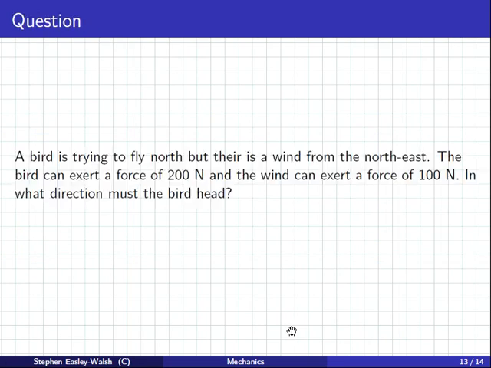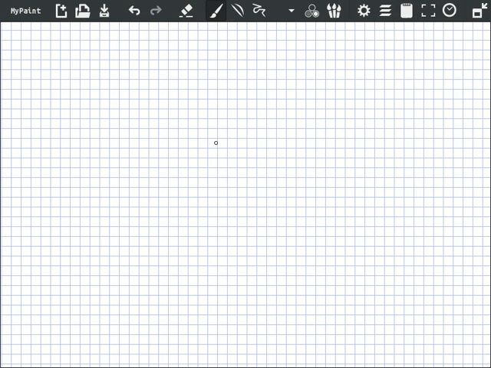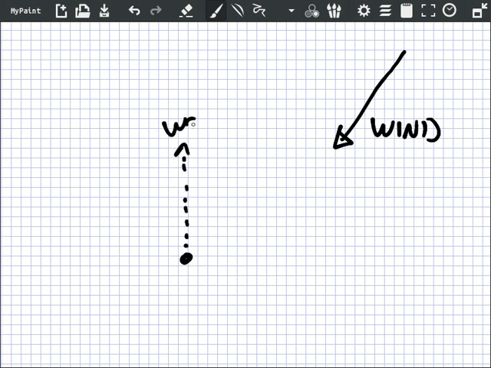Yeah, just one more example. A bird is trying to fly north. The bird wants to go north, but there's a wind from the northeast. So it's similar. You have a wind from the northeast. So here's the wind. And we have a bird here, and the bird wants to go north. This is where it wants to go.